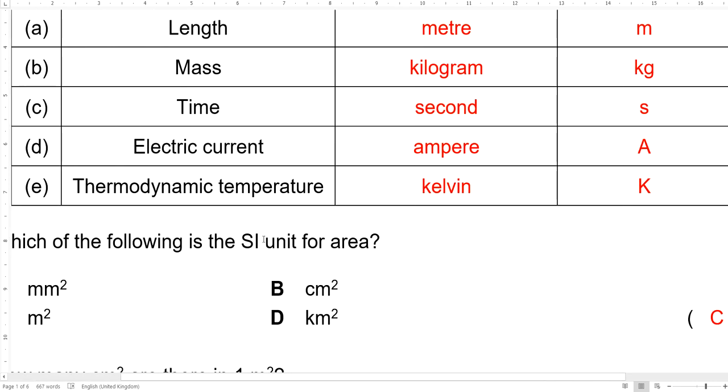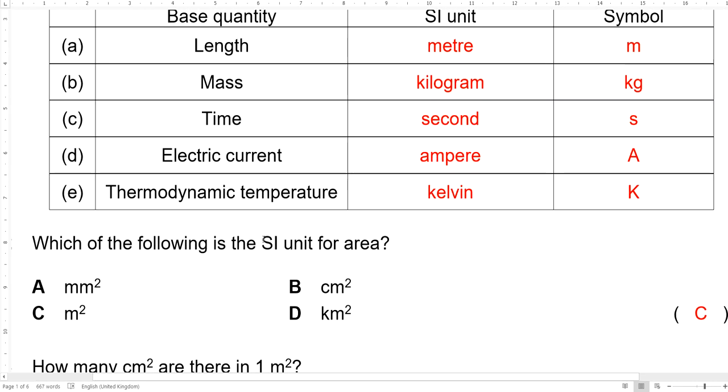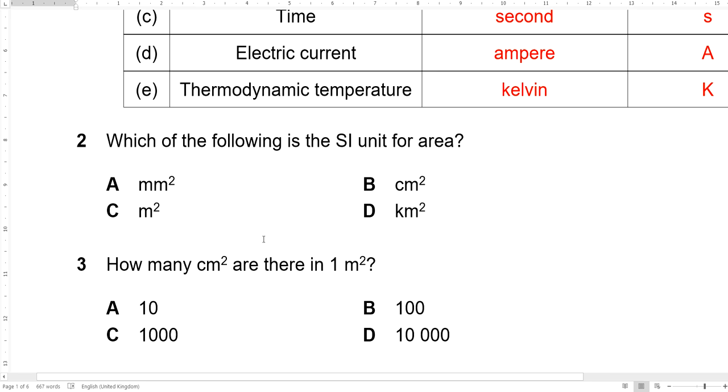Right, so the answer over here will be C, square meters. Okay, next one. How many square centimeters are there in 1 square meter? Have you learned this in primary school also? No? Okay, then how should we do this question then?